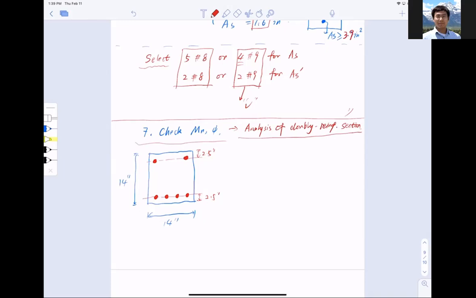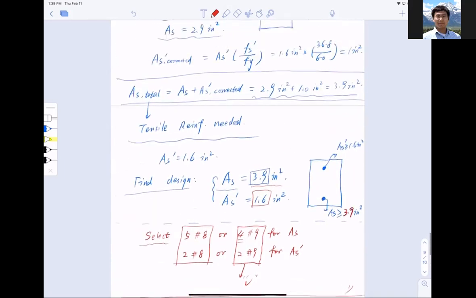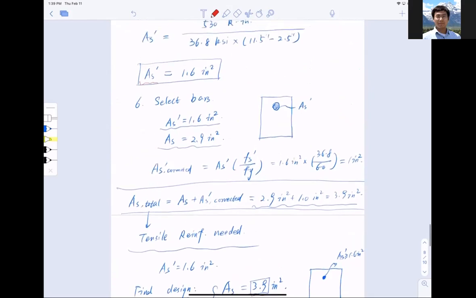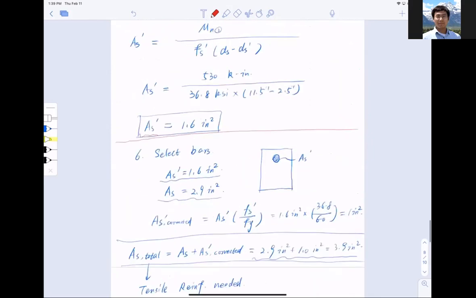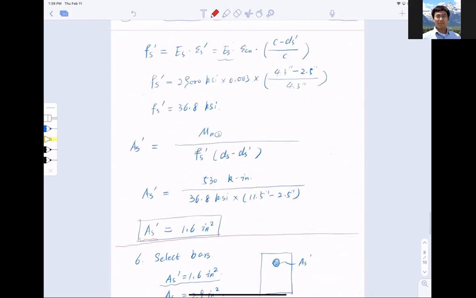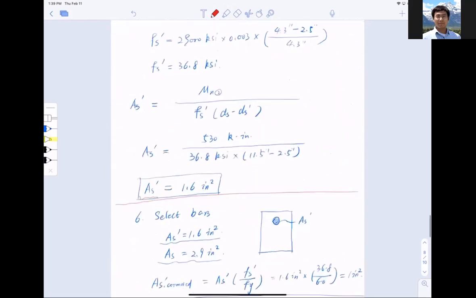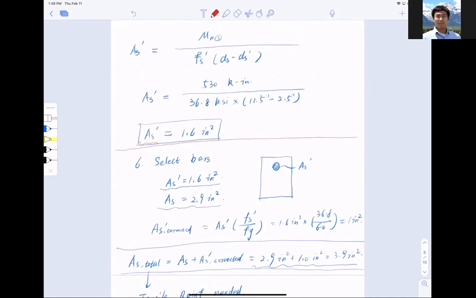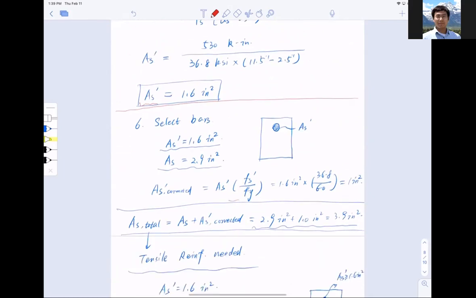But let me circle back to address this mysterious part. That's where Sergio is asking. So now take a look here. We went all the way by assuming singly reinforced case to doubly reinforced case, and found that I just need additional AS prime equal to 1.6 inch squared. Okay, so why do I do this? There are two reasons, right? Why is that?